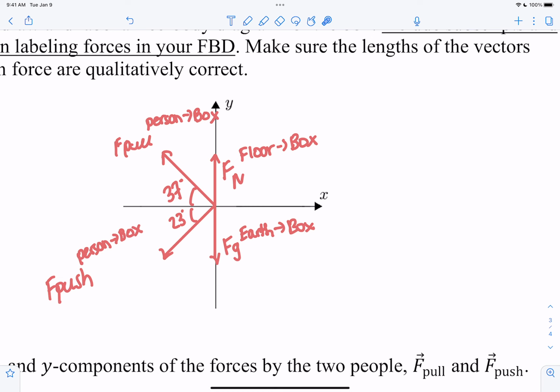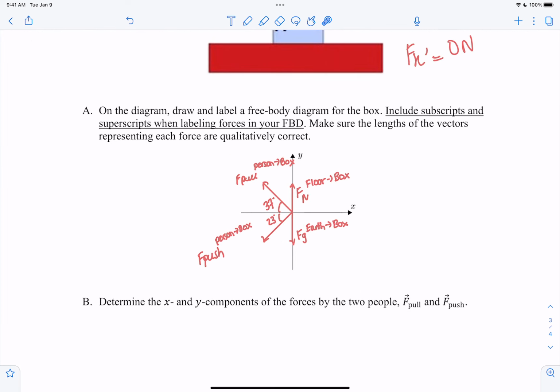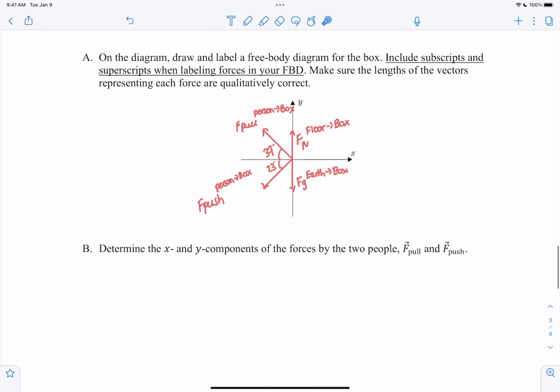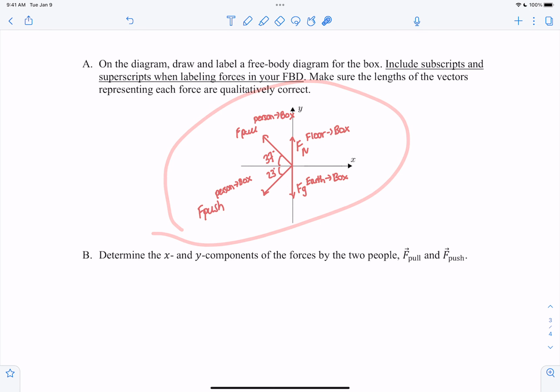So for example, if we figure out later on that normal force is actually smaller than the force of gravity, right? Then we can erase and draw it a little bit smaller, for example, right? So I would make sure that you at least have your directions and everything correct.